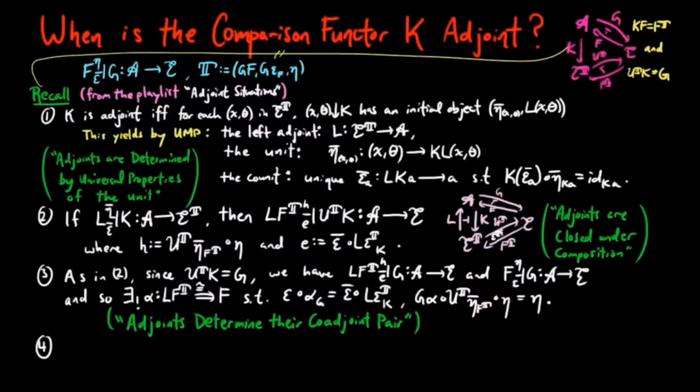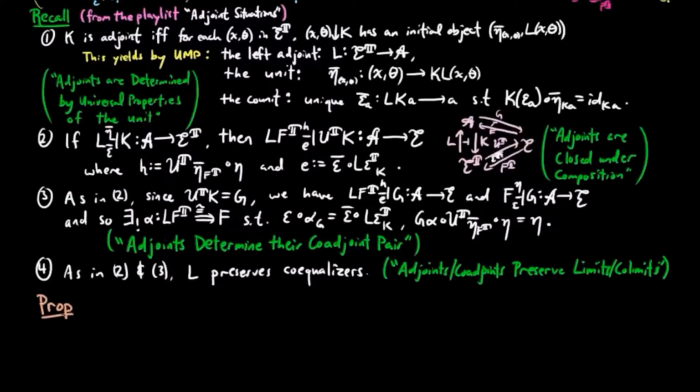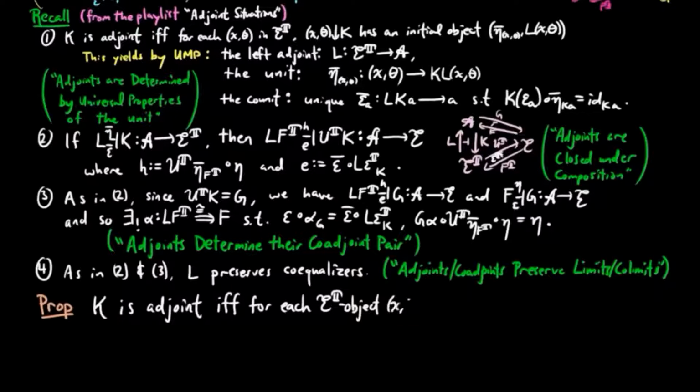And finally, we note 4 that if L ⊣ K is an adjoint situation, L preserves coequalizers. This is covered in the video Adjoints, coadjoints preserve limits, colimits. So now we're ready to prove that the comparison functor K is adjoint if and only if for each Eilenberg-Moore object (x, θ), the coequalizer of ε F x and F θ exists in A.